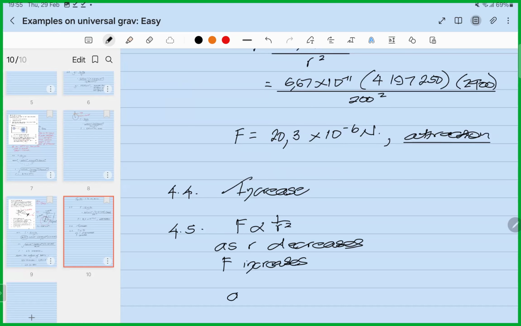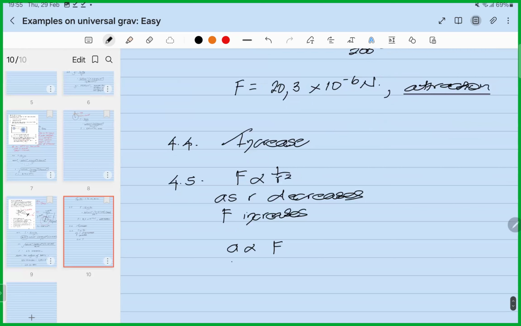Sir, in the test, will it be marked wrong if we don't write it out in words? Yes, you will, sir. Please write it out in full sentences.